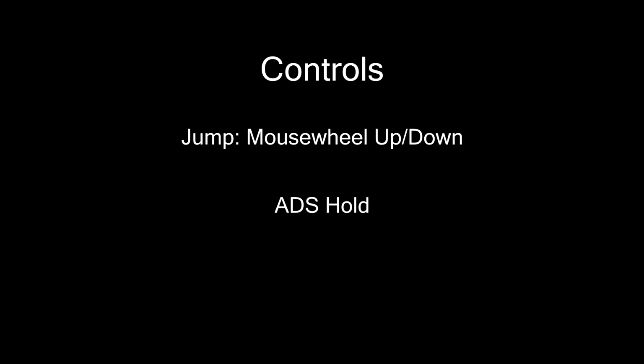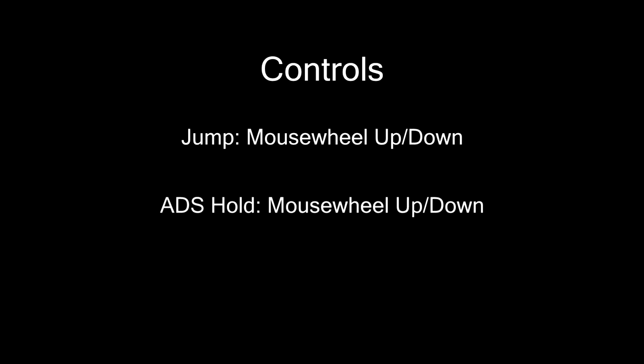Next up is ADS hold, and I want to say that this is only for those of us who use toggle for aiming down sights. But you want to bind ADS hold to mouse wheel up or down. Doing this will only hold ADS for one update per scroll input, meaning you don't actually enter ADS. Now there are two reasons why this is useful.